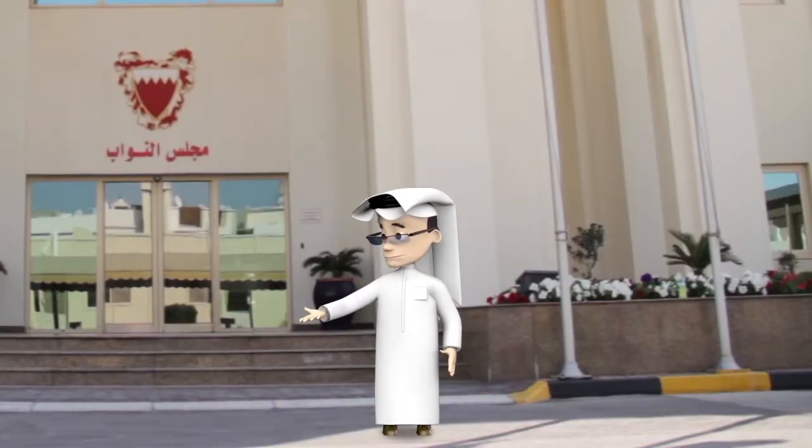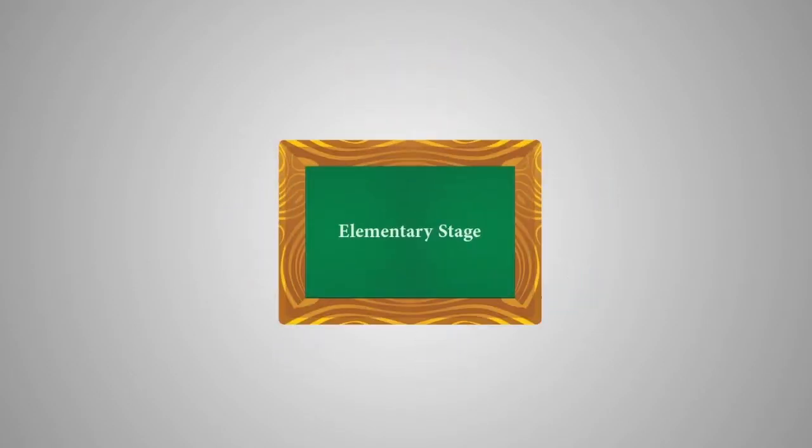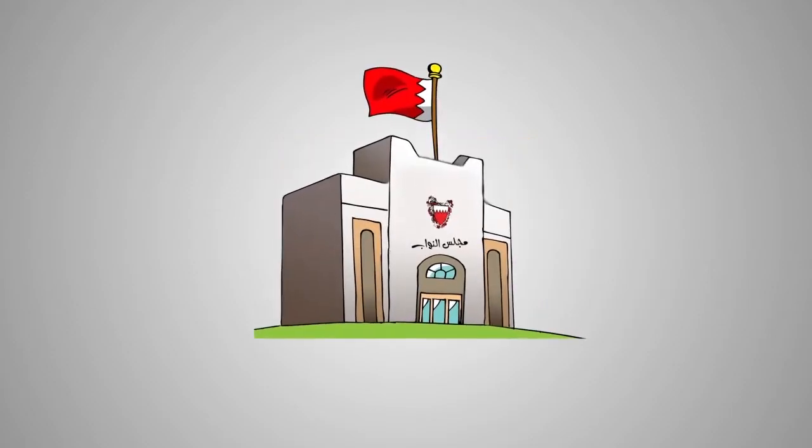The period of the council's term, Amel, is similar to the educational stages. You study 6 years in the elementary stage, right? And it is called the elementary stage. So does the legislative term of the Council of Representatives.